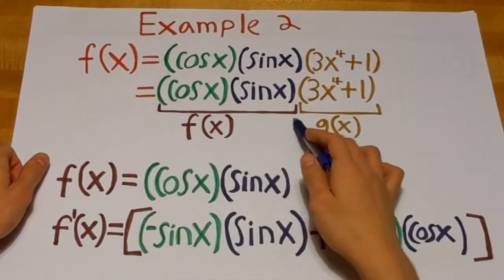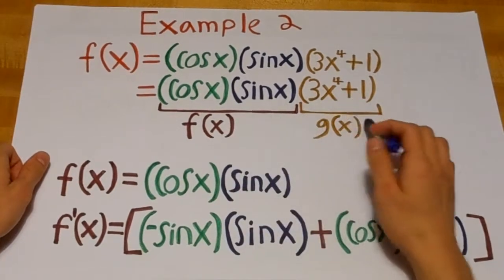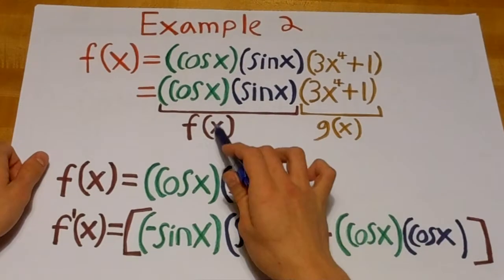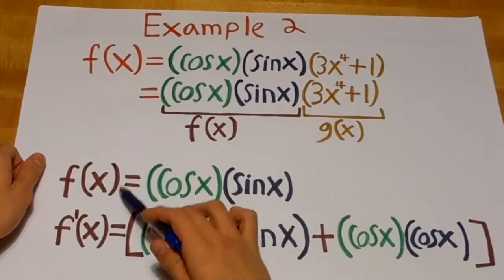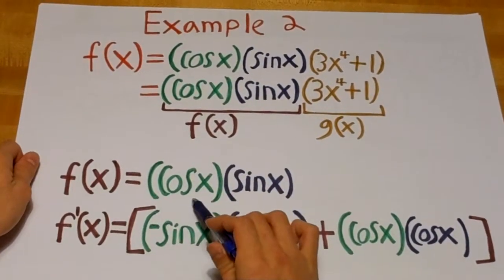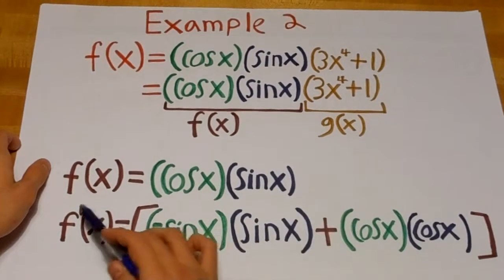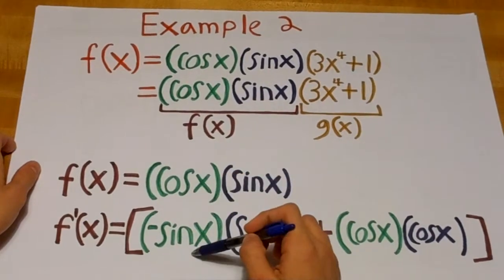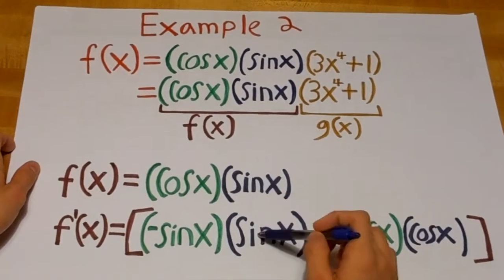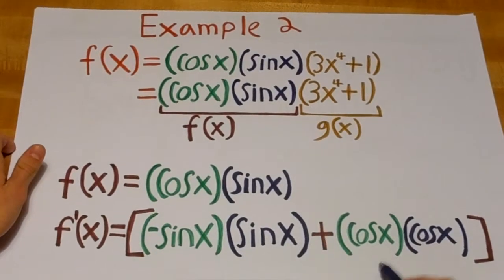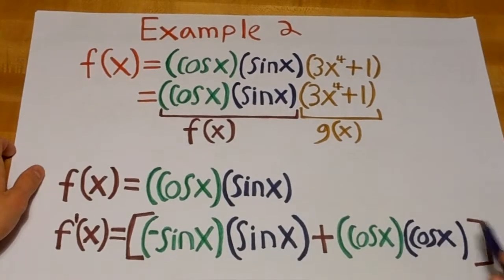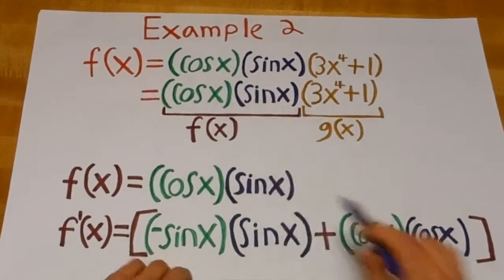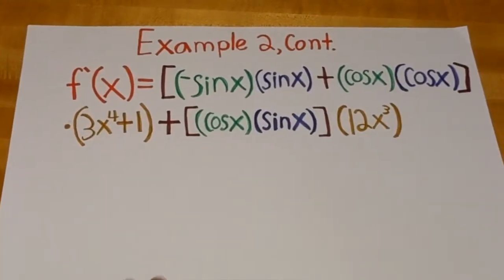All we're going to do is group these two as f of x, and then leave 3x to the 4th plus 1 as g of x. And we're going to do product rule of this part right here. F of x is equal to cosine of x times sine of x. And so, as per the formula, f prime of x is equal to the derivative of cosine of x, which is negative sine of x, times sine of x plus cosine of x, the derivative of sine of x is cosine x, and brackets. And we're going to take all of this and plug it back into our original derivative.